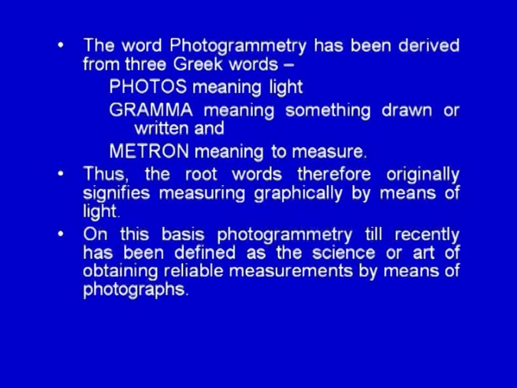This characteristic allows for making measurements which have a direct geometric relationship to the ground. The word photogrammetry has been derived from three Greek words. First is photos, meaning light. Second is gramma, meaning something drawn or written. And the third word is metron, which means to measure. Thus, the root words originally signify measuring graphically by means of light. On this basis, photogrammetry till recently has been defined as the science or art of obtaining reliable measurements by means of photographs.